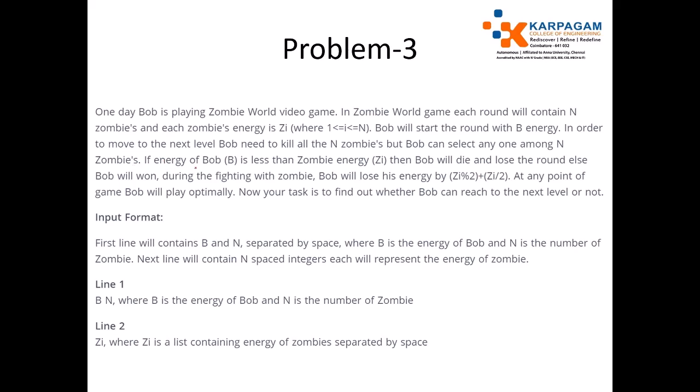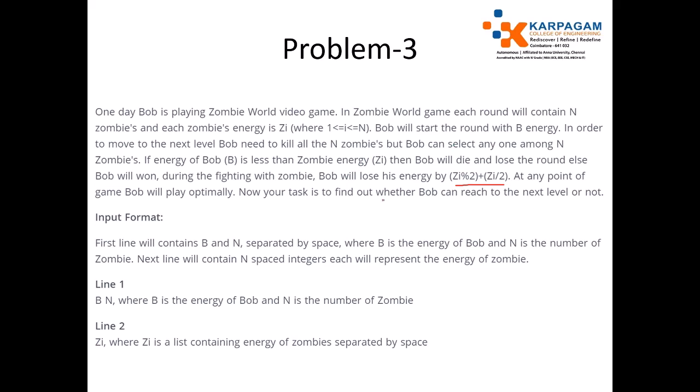If the energy of Bob is less than the zombie's energy, then Bob will die and lose the round, else Bob will win the fight with the zombie. Bob will lose energy by z suffix i remainder 2 plus z suffix i divided by 2. This is a formula given in the problem statement. At any point of the game, Bob will play optimally. Now your task is to find whether Bob can reach the next level or not.